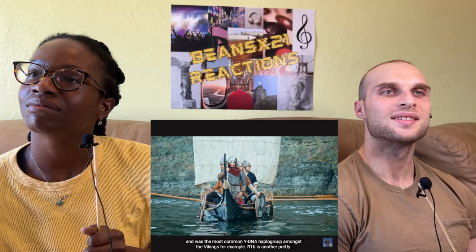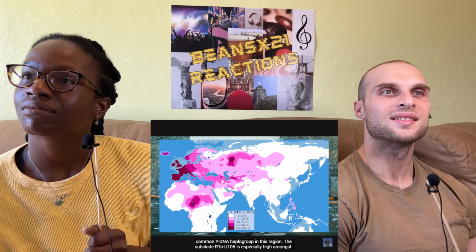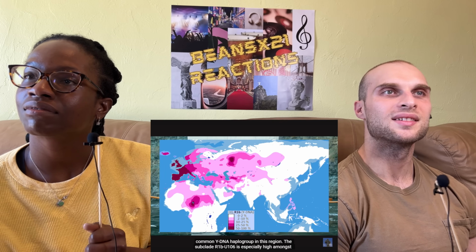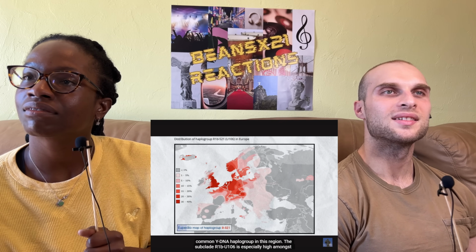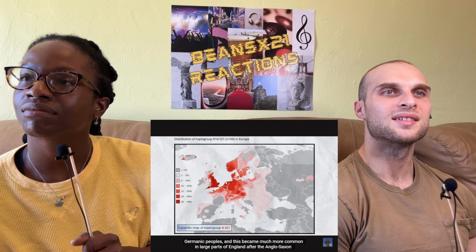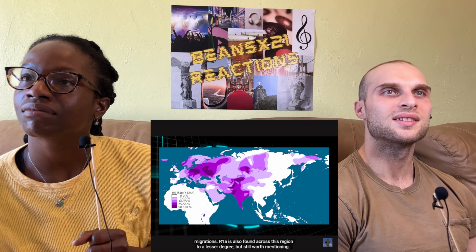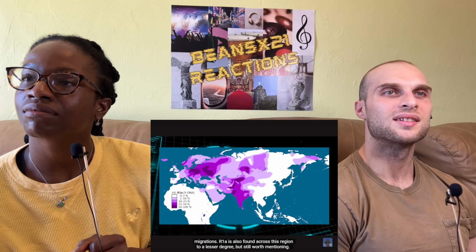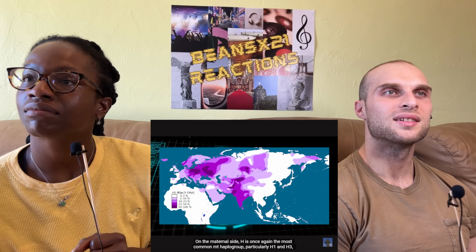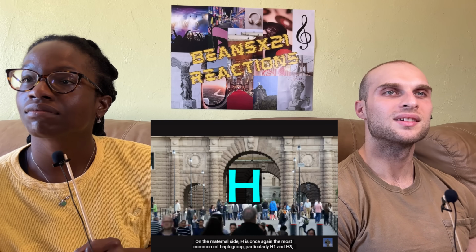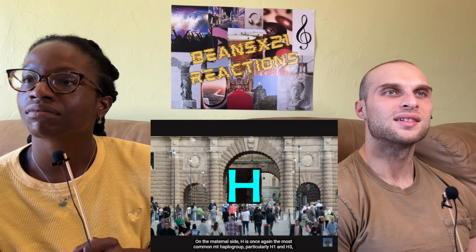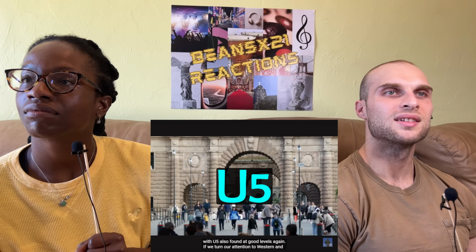Vikings, for example. R1b is another pretty common Y-DNA haplogroup in this region. The subclade R1b-U106 is especially high amongst Germanic peoples, and this became much more common in large parts of England after the Anglo-Saxon migrations. R1a is also found across this region to a lesser degree, but still worth mentioning. On the maternal side, H is once again the most common mitochondrial haplogroup, particularly H1 and H3, with U5 also found at good levels again.